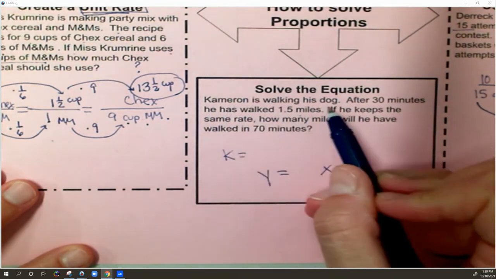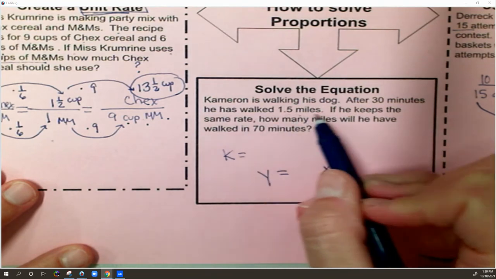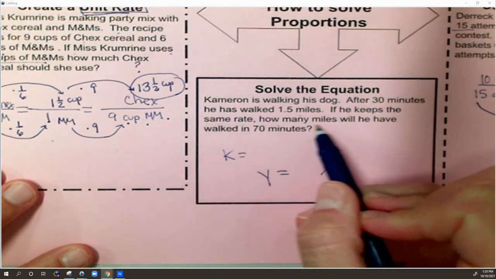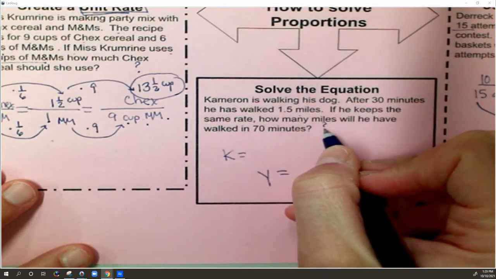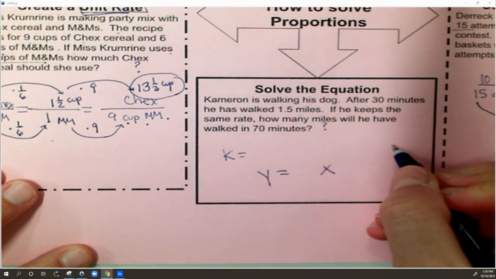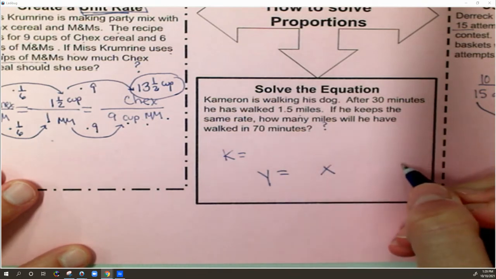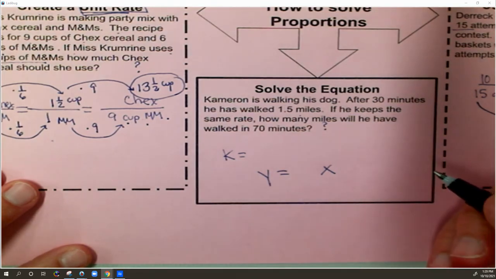If Cameron is walking his dog, after 30 minutes, he has walked 1.5 miles. If he keeps the same rate, how many miles will he have walked in 70 minutes? So my question is, how many miles? That clues me into which one is my K and which one is my X. First of all, the miles depend on the minutes. So I know that miles is dependent and that minutes are independent.